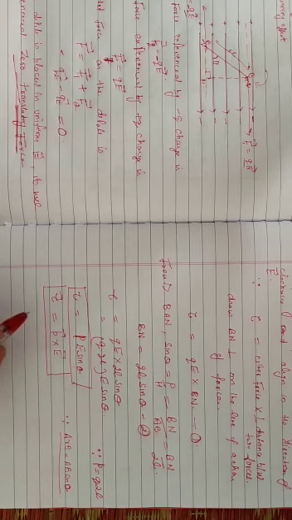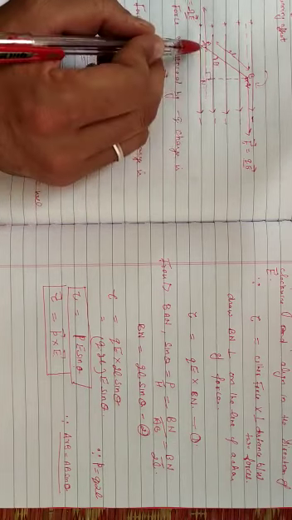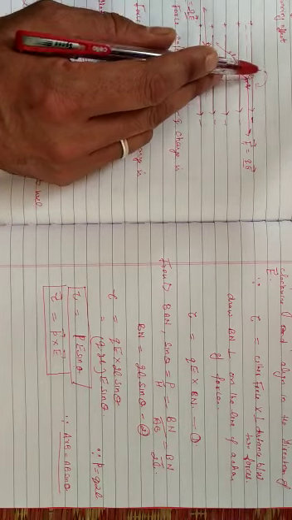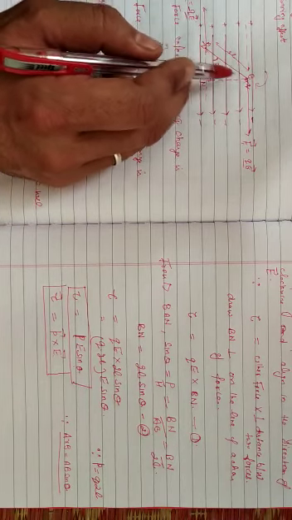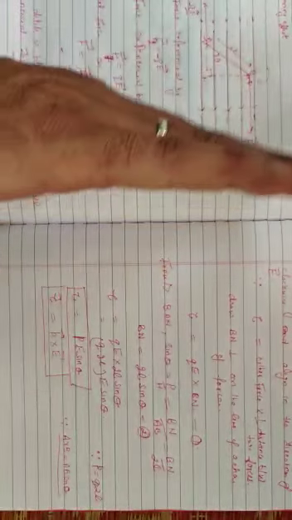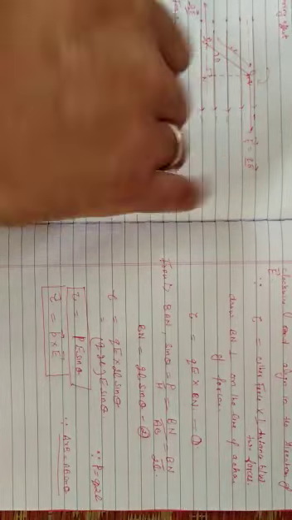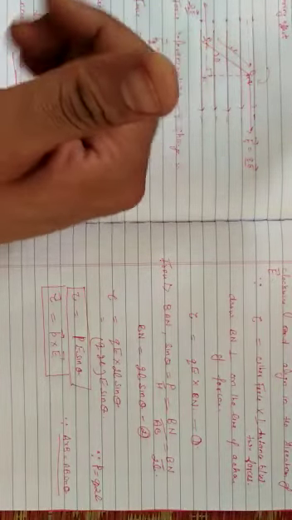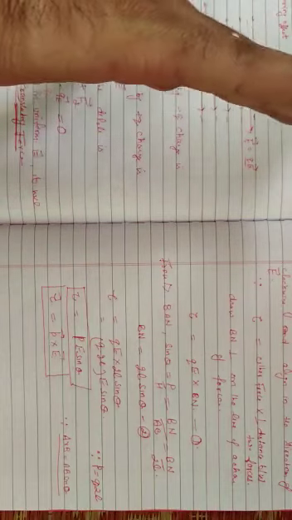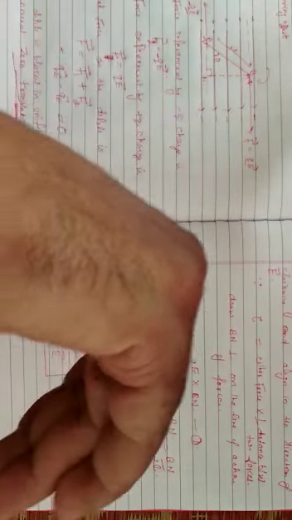So the direction of the torque is always perpendicular to the plane containing P and E. In this diagram, the dipole is rotating in a clockwise direction. If we use the right hand thumb rule, this is our thumb and this is our right hand, and we have to rotate the fingers in the direction of the rotation of the dipole. So the thumb is in the downward direction.